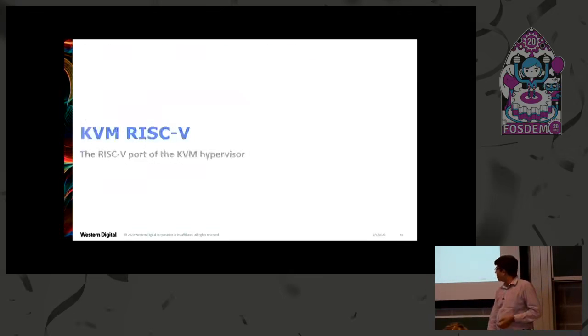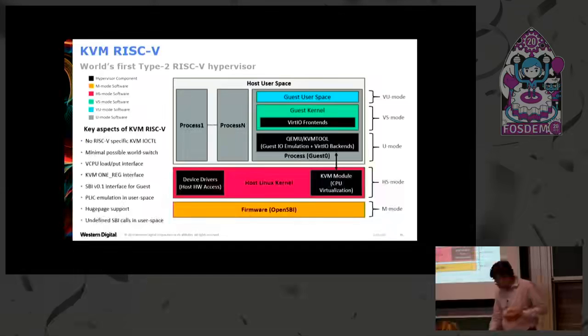So now we'll talk more about the software status of the different hypervisors that we ported. I'm sure I'm running out of time, but I'll try to cover more. First, talking about KVM RISC-V, it's the type 2 hypervisor that we first ported for the RISC-V world.